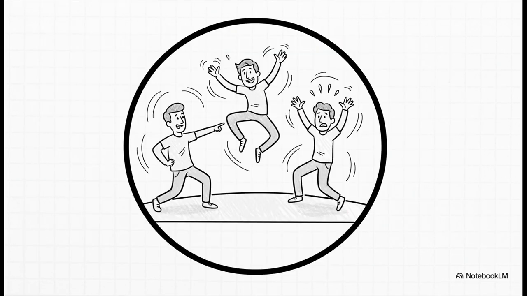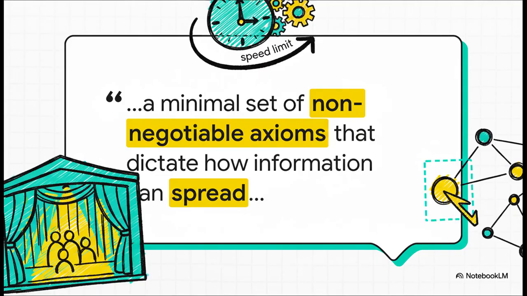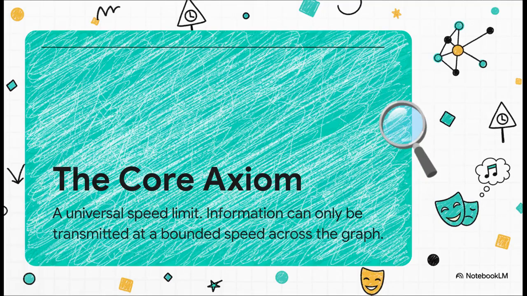But here's the thing, right? A good improv show isn't just a free-for-all with people yelling random stuff. For the scene to work, the actors all agree to follow some basic, fundamental rules. And it's the exact same for these complex systems. Underneath all that apparent chaos, there's a set of core principles that just can't be broken. These unbreakable rules are called axioms. That's the axiomatic part of the name. And they are, as the source material puts it, a minimal set of non-negotiable axioms. They don't tell the actors what they have to say, but they set absolute limits on how they're allowed to interact. And the biggest, most important axiom of them all is this: a universal speed limit.